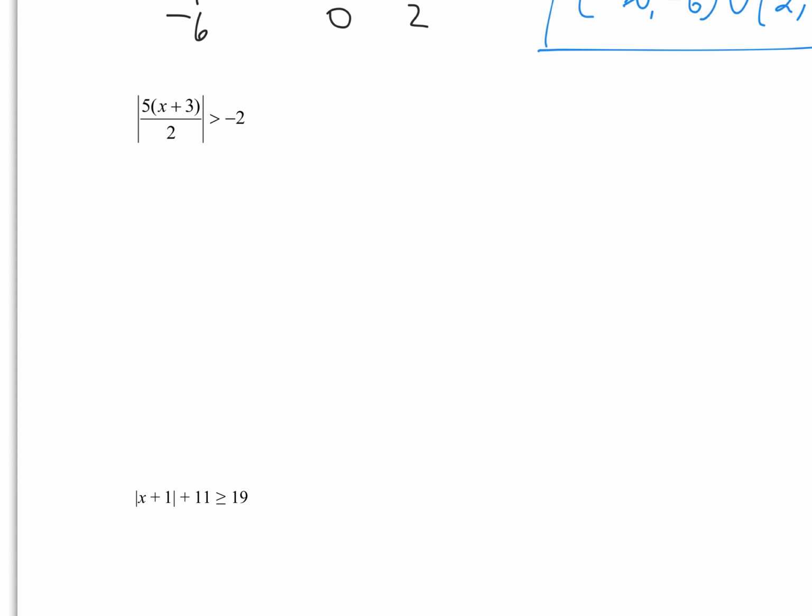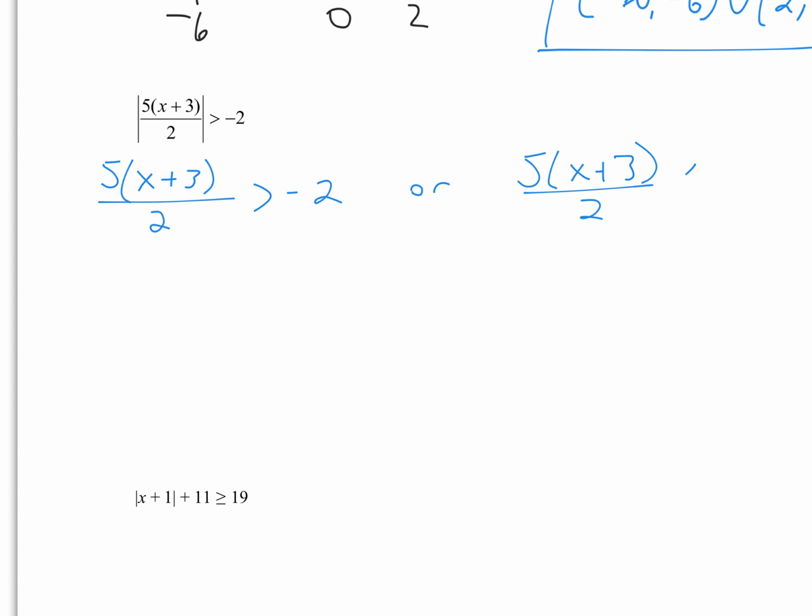Again, for our next problem, we have a greater than, so we need an or split inequality. Our first one, 5 times the quantity x plus 3, over 2 is greater than negative 2, or our second one, 5 times the quantity x plus 3 over 2 is less than positive 2.